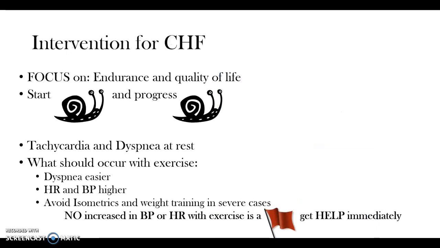So interventions, again, focusing on exercise, with an increase in endurance and working on quality of life. We start slowly, like a snail, and progress slowly, like a snail. This patient is going to have tachycardia and dyspnea, difficulty breathing at rest, or shortness of breath at rest. What we should see occur with exercise over the long term is that the dyspnea should lessen.